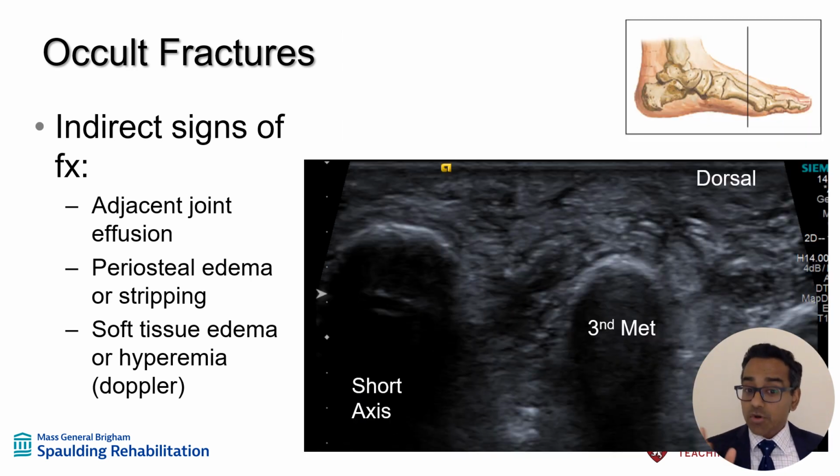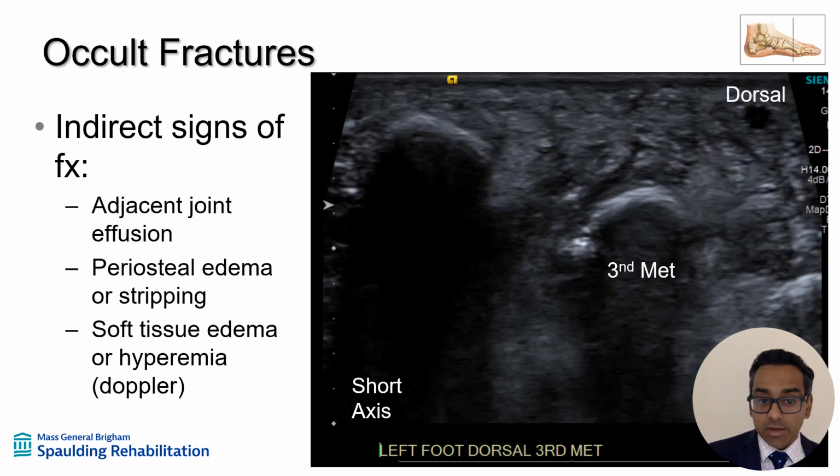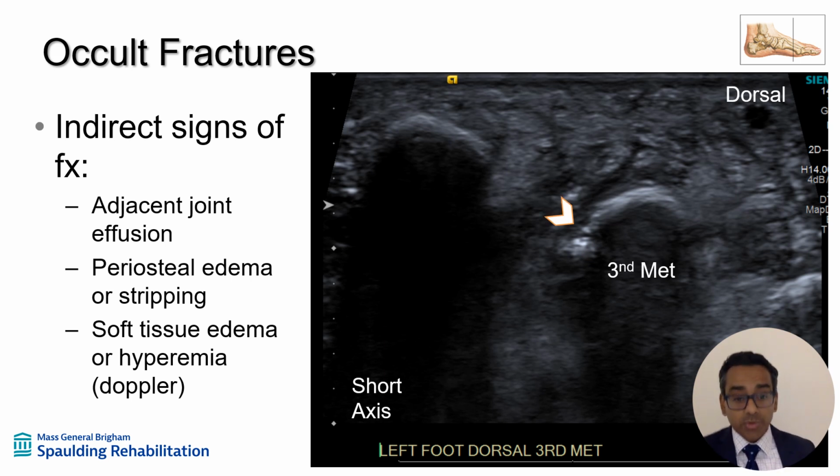Remember, one view is no view, so we look at the same structure in an orthogonal plane. So here we have that same third metatarsal. We see lots of fluid and hemorrhage surrounding this area. And here's that area of cortical irregularity that we notice when viewed in cross-section. So now we're seeing the same problem, but in two orthogonal planes. We have to be very suspicious that there's an injury.